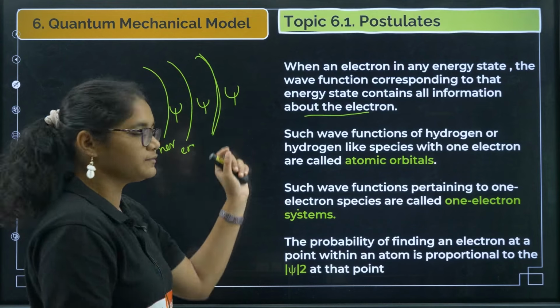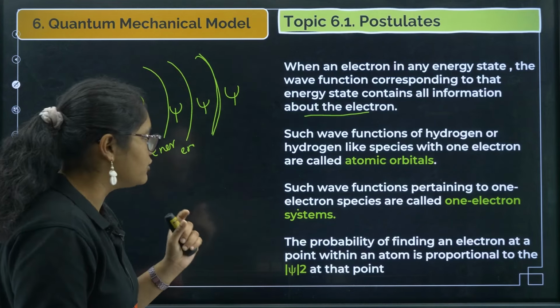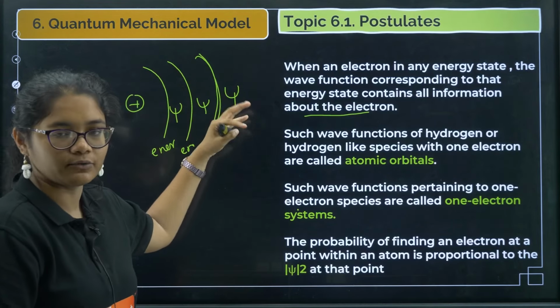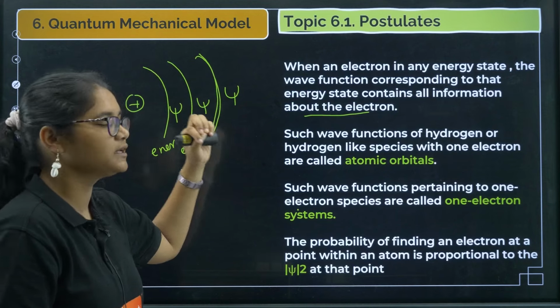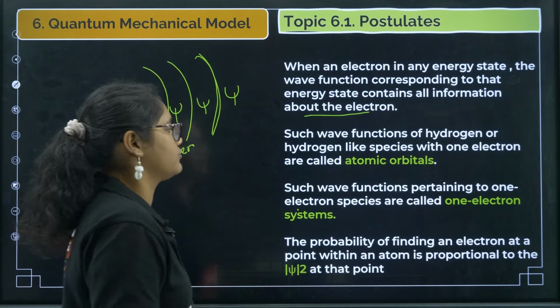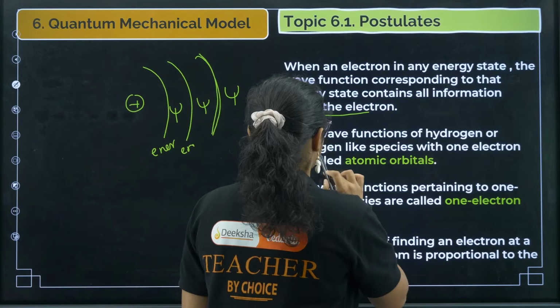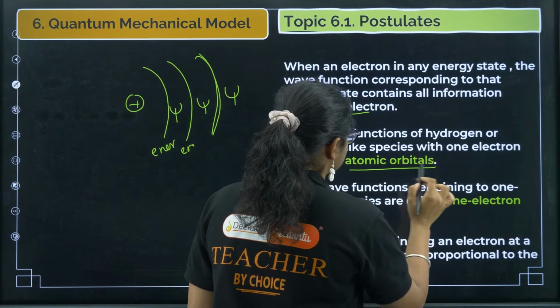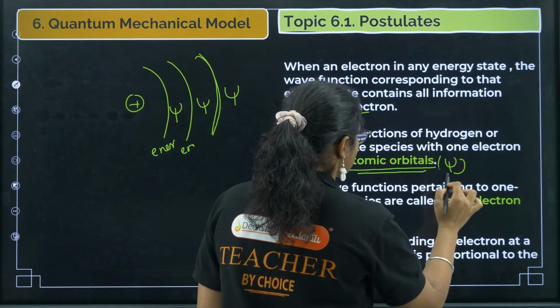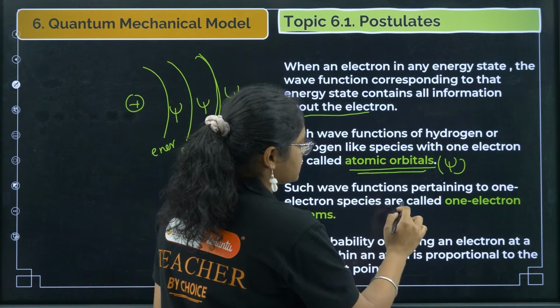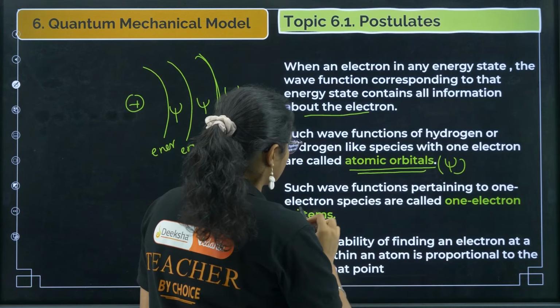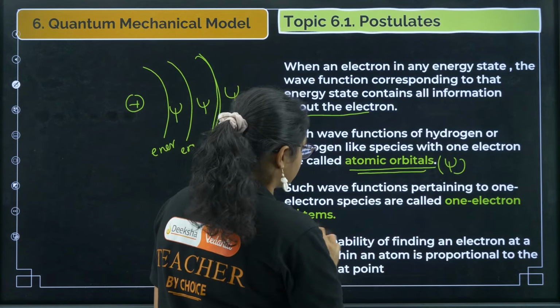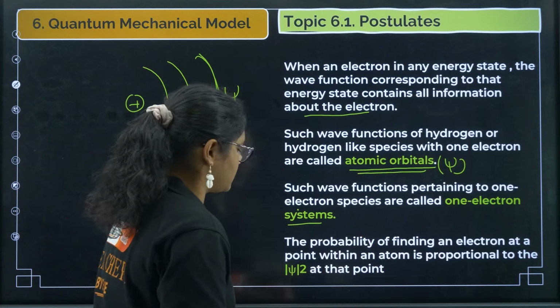Okay, this is called the wave function psi. Now when you solve this wave function, or when you get the solution of this Schrodinger equation, you can tell the position of the electron. Such wave functions of hydrogen or hydrogen-like species with one electron are called atomic orbitals. Such wave functions pertaining to one electron species are called one electron systems. Okay, so this is not important.